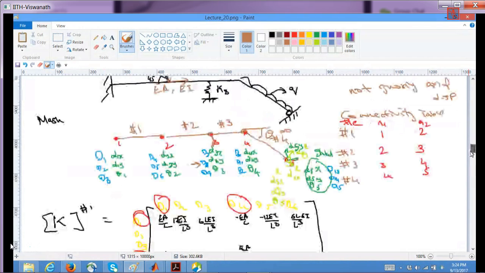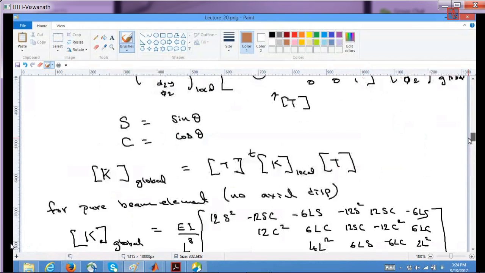This is how the K would vary. However, your F global is equal to T transpose times F local. This is the local transformation.